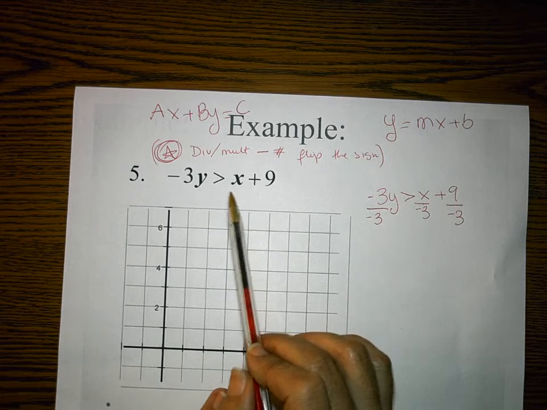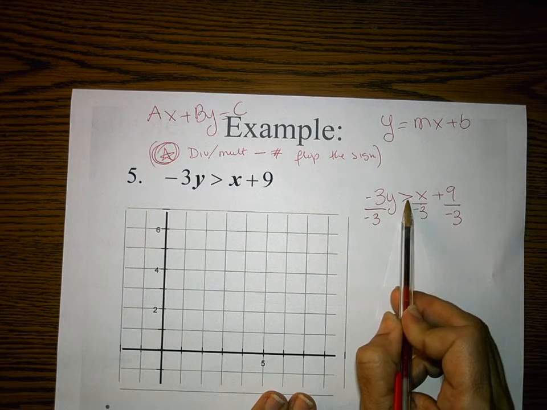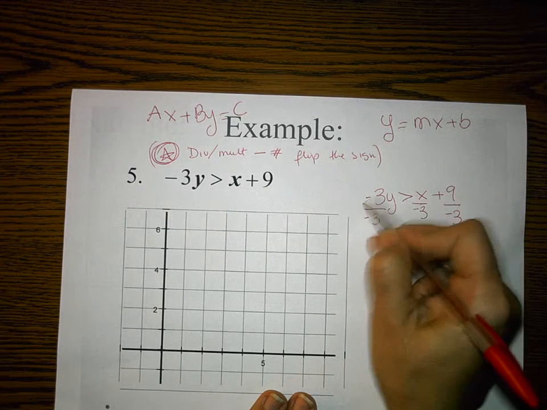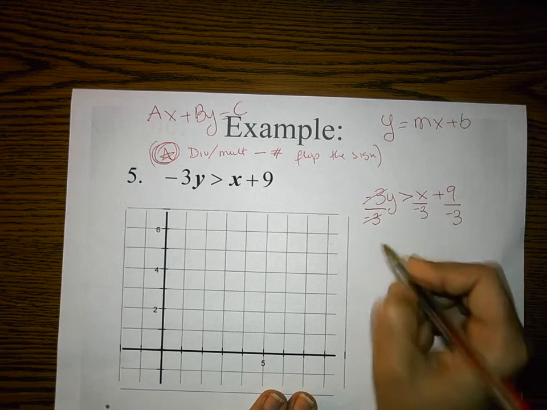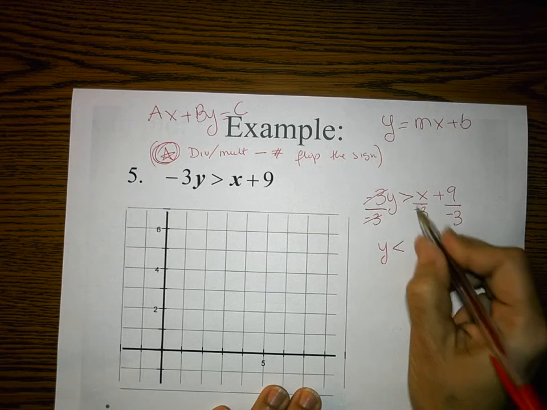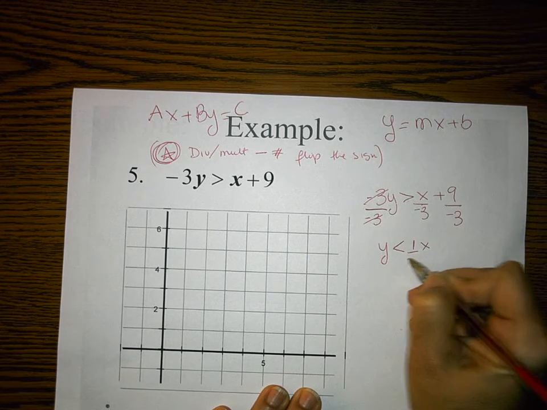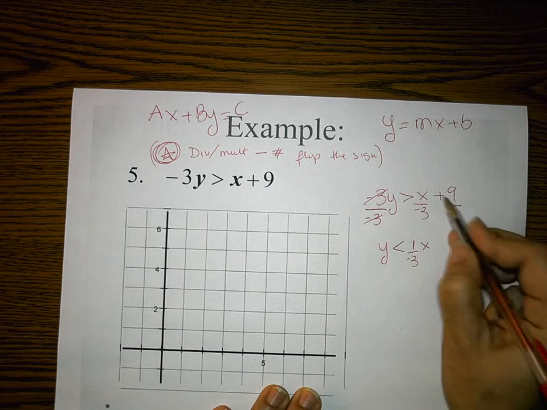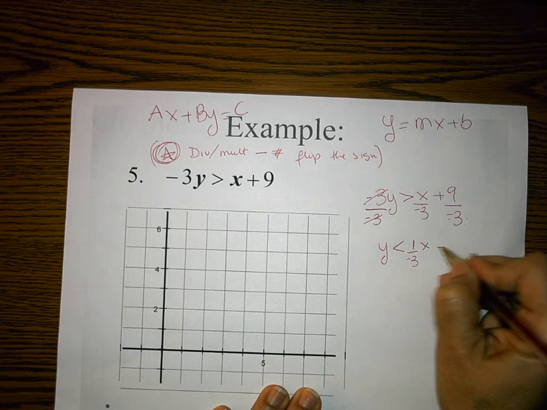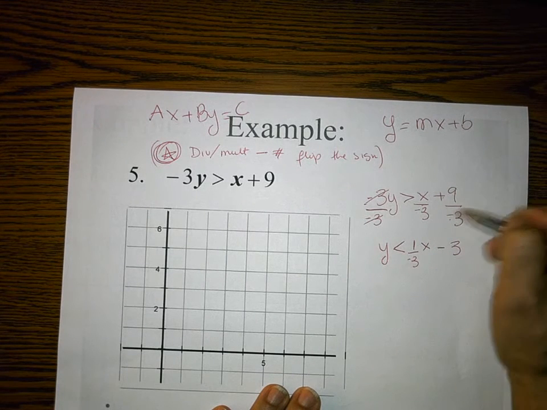So I am dividing by a negative here, a negative 3. So I better change the sign. Negative 3 divided by negative 3 is a 1y, but I need to change the sign now. It's going to be less than. And I have a 1x divided by a negative 3. And a positive 9 divided by negative 3 is negative 3. Okay? A positive 9 divided by a negative 3 is a negative 3.